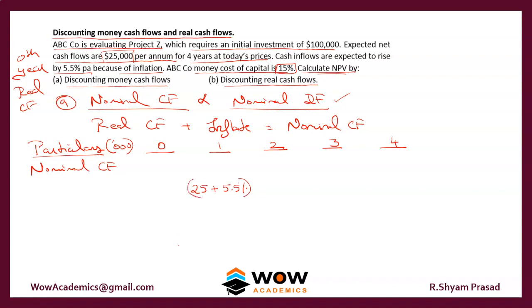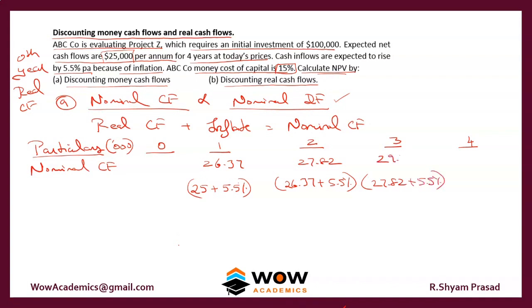Okay, so first we'll do that. So we get 26.37. Again we have to add another 5.5% for the second year, 27.82. Again we have to add 5.5%. We get 29.35. Again we have to add 5.5% to 29.35, and we get 31. Okay, so once we have got the nominal cash flow, then we have to get the investment.